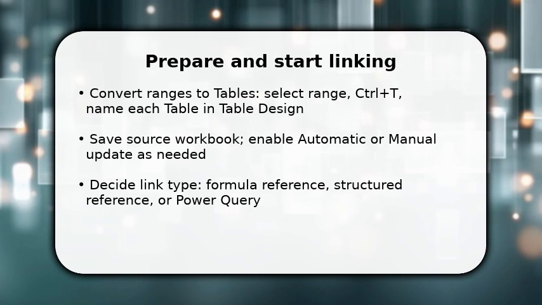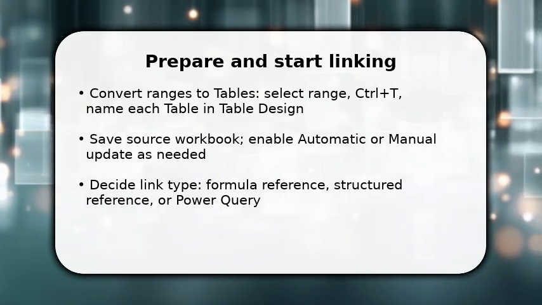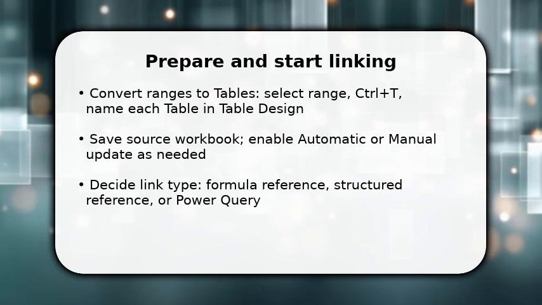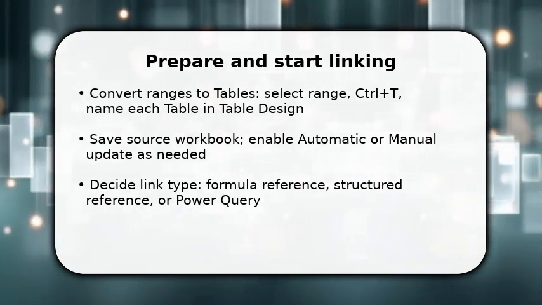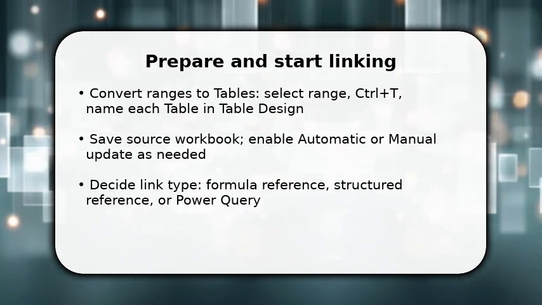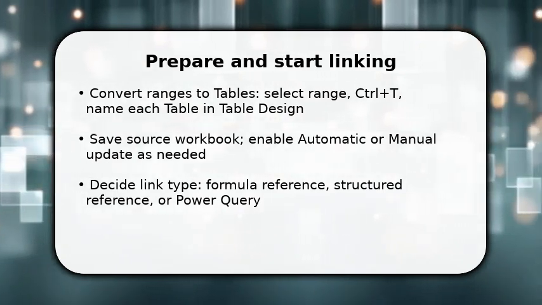Now create the first link. In the destination workbook type equals, switch to the source file, click the table cell, and press Enter. This creates an explicit table reference rather than fragile cell addresses, making future edits safer and clearer for you.